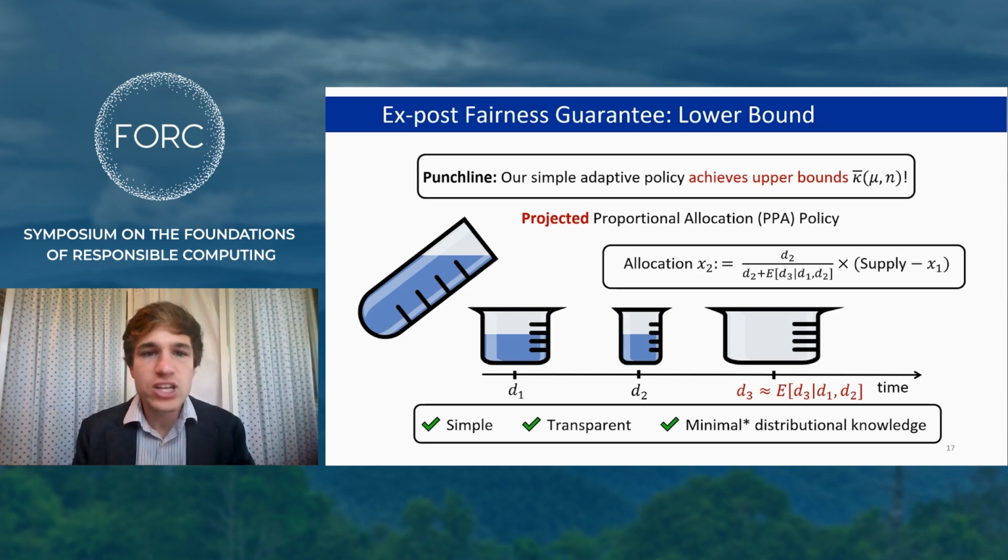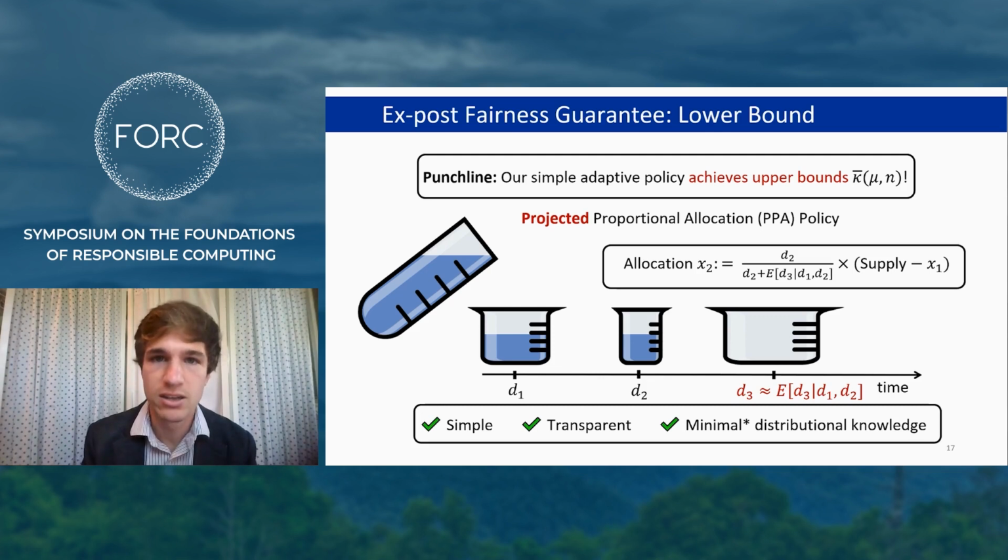And so these three features are particularly important when you're allocating public goods. People get upset in many cases if the allocation process is not transparent. And if it requires significant amounts of distributional knowledge, it's not going to necessarily be clear how you're making these decisions. And so it's very nice that we have a policy that has these three desirable features and yet also theoretically achieves the best possible ex post fairness guarantee.